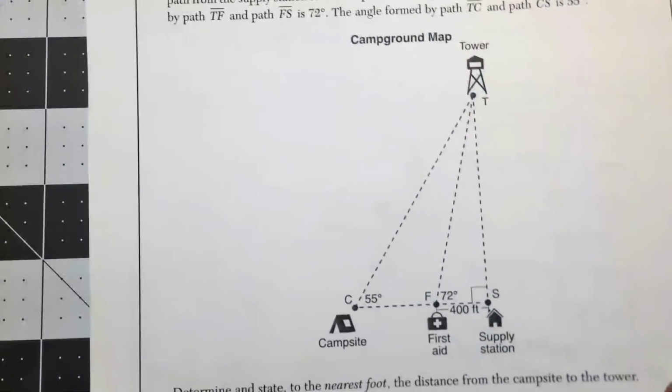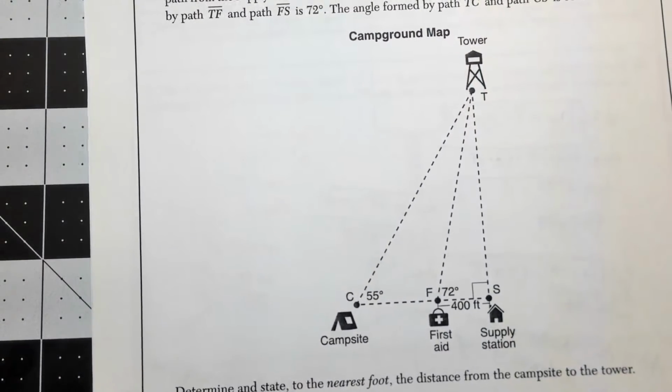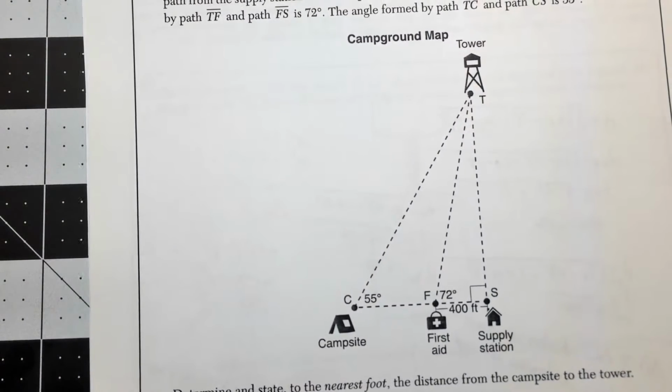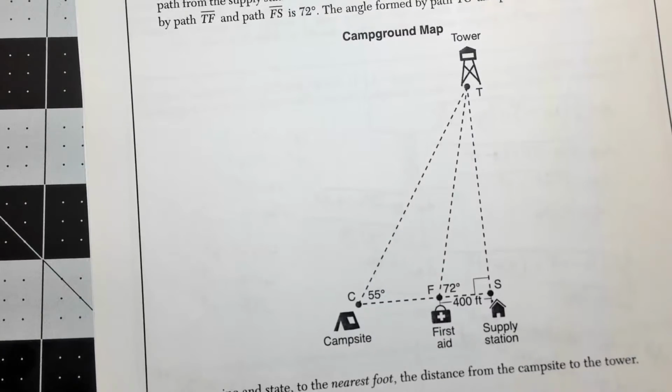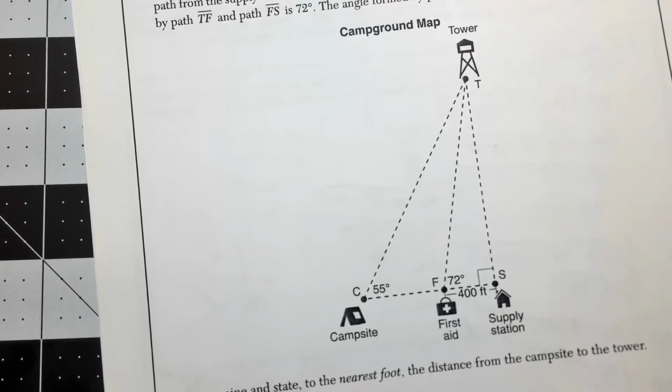33. Oh, look at that question. 33. Ooh, this is a nice one. The map of the campground is shown below. Campsite C, first aid station F, supply station S lie along the path. We haven't done this question yet. You guys should be excited. Are you guys getting thrown out there?